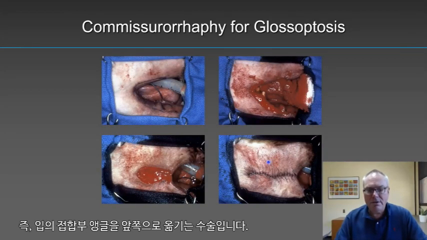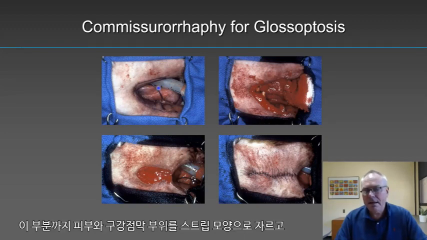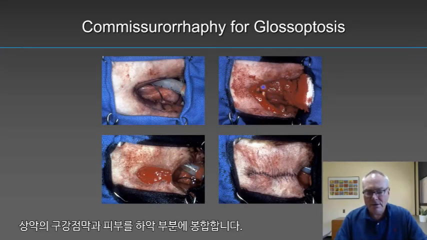A commissurography means that you bring the angle of the mouth further forward. Okay, so you close the mouth to some extent. Now that is done by excising a strip of skin and oral mucosa, approximately up to this point here. So we excise that tissue, and then we suture the oral mucosa from the maxilla to the oral mucosa of the mandible, and the same for the skin.